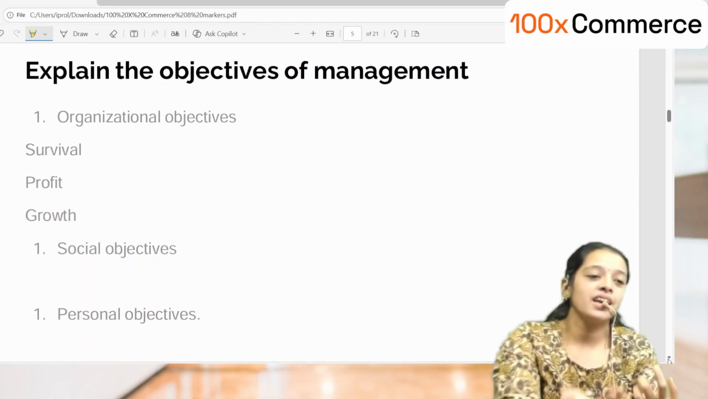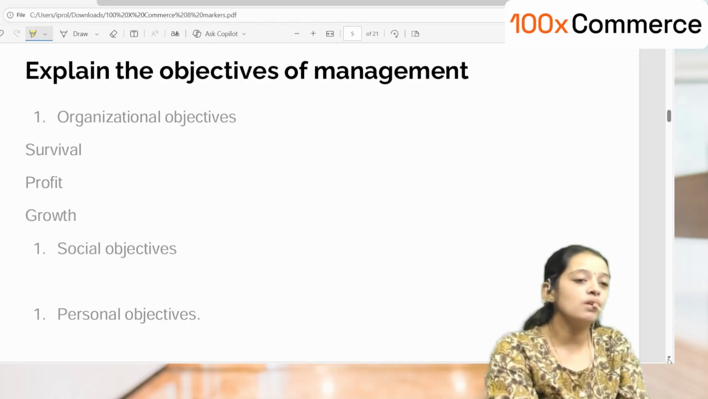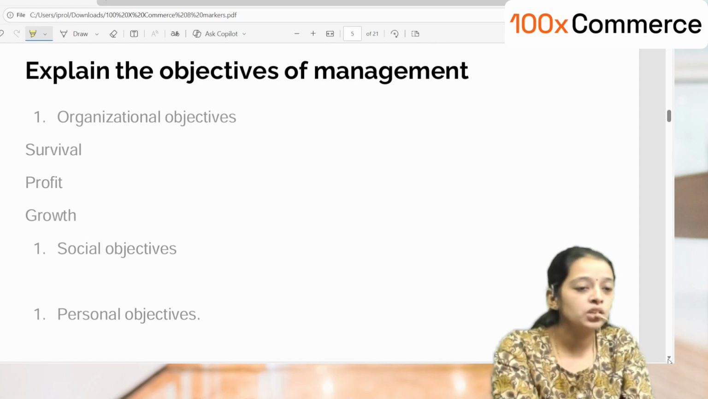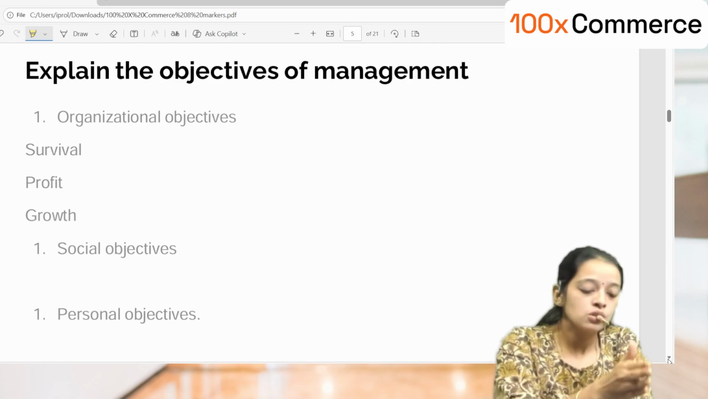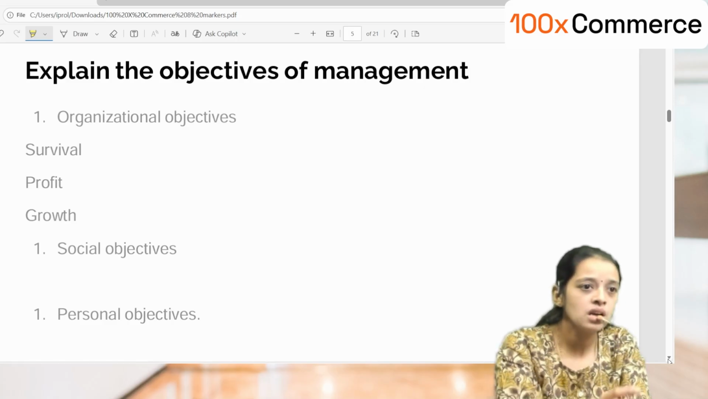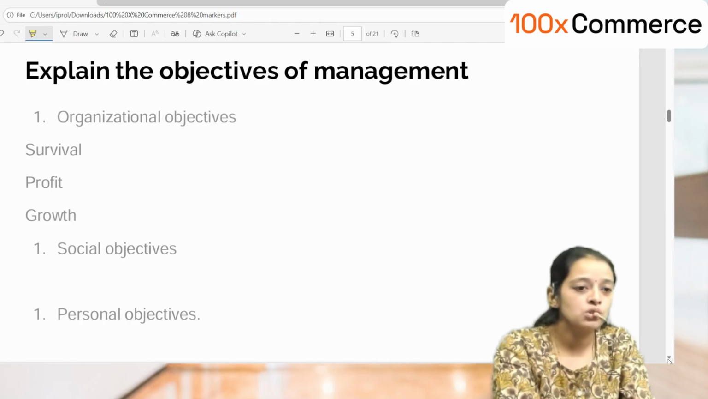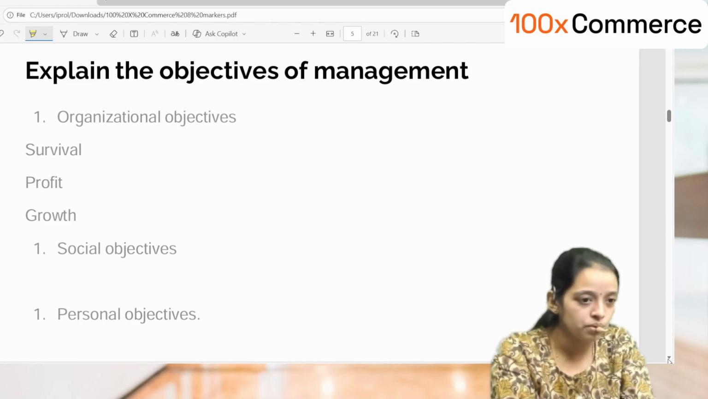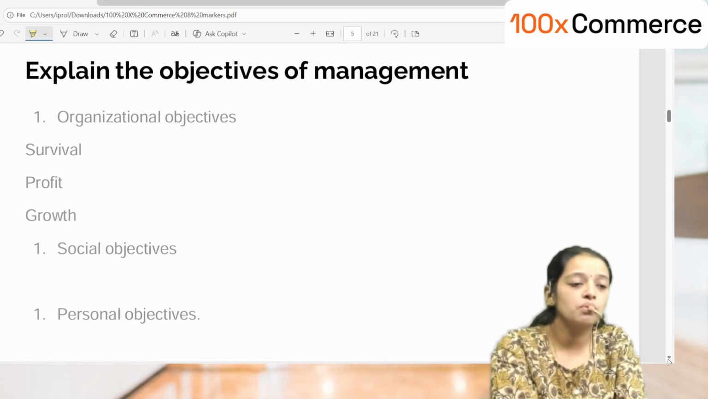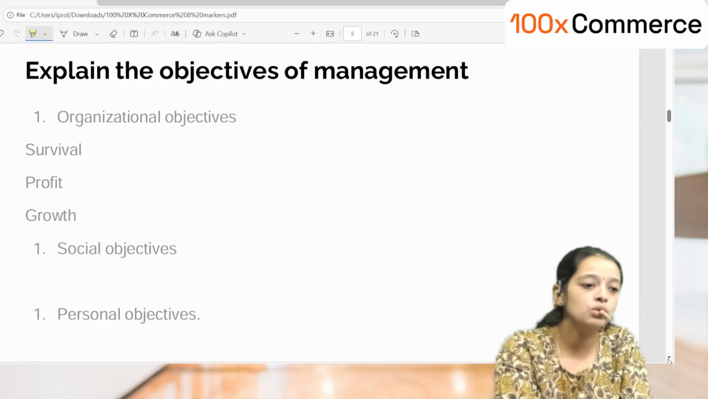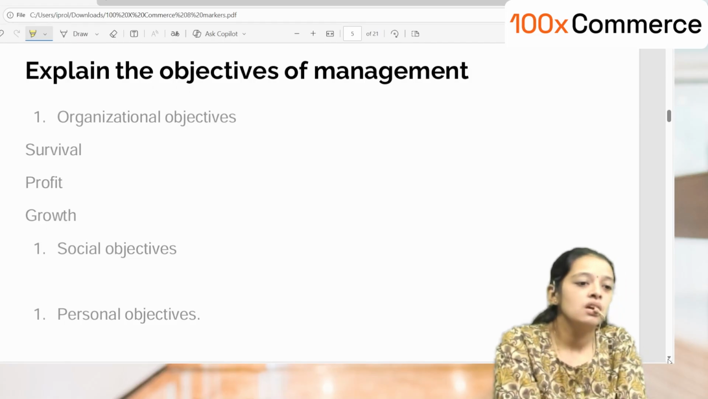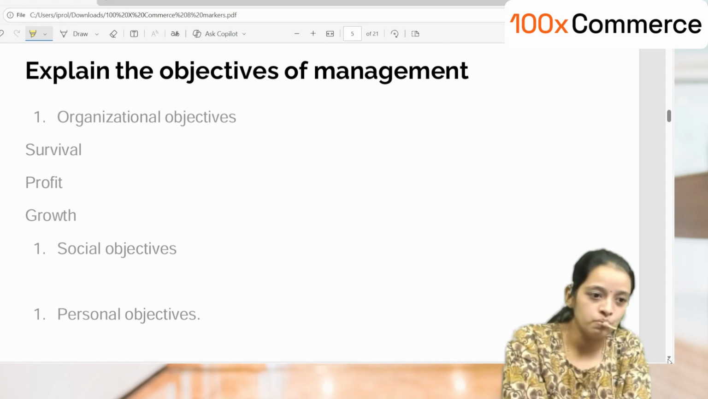So moving on to the next one, this question was also asked in the model question paper, that is, explain the objectives of management. So objective here refers to the goal. Every management will be having multiple objectives, because in all ways the company wants to prove itself as the best. So how do they prove? In order to prove themselves as the best, the objectives of management are broadly classified based on the nature into three different types. What are those? One is organizational objectives, then social objectives and personal objectives.